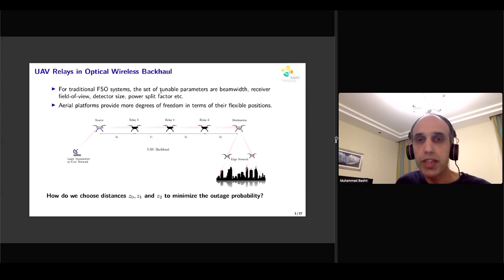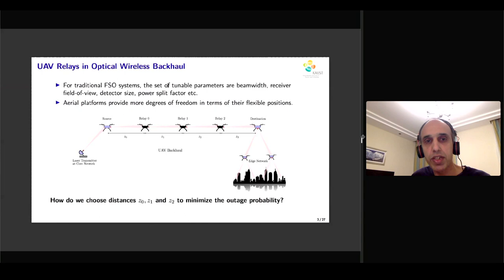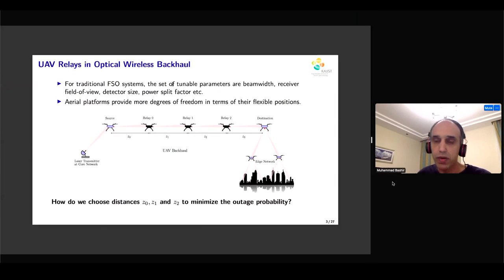For traditional FSO systems, the set of tunable parameters are typically the beam width, the receiver field of view, detector size, and power split factors, right? But with aerial relays, we get another degree of freedom, or more than one, in terms of the flexible location. So the idea is that these relays can be moved about, and this gives us more flexibility in terms of maximizing system performance.